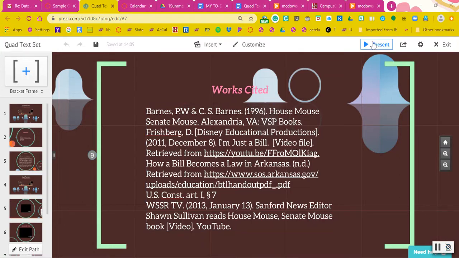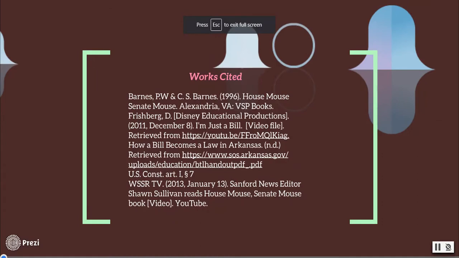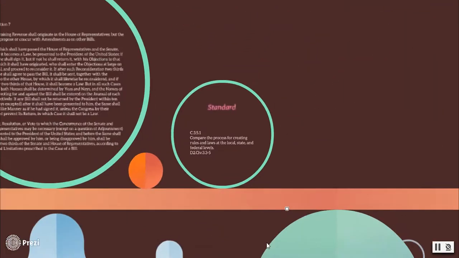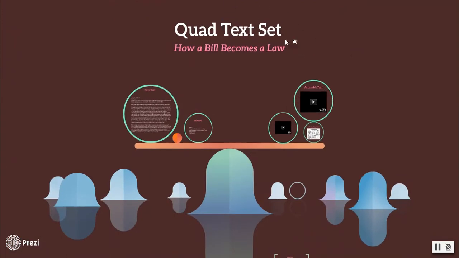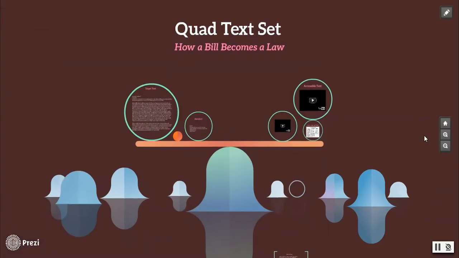Okay, let's present from the beginning. Oh, Prezi, you're so silly. Okay, so, too fast. My quad text set is How a Bill Becomes a Law. And I chose Prezi just because I wanted to try something different. And I chose this balancing act graphic because that's how it makes sense to me. The quad text set is, oh goodness, I hit something.